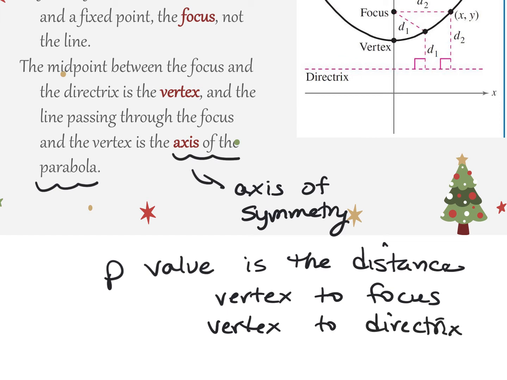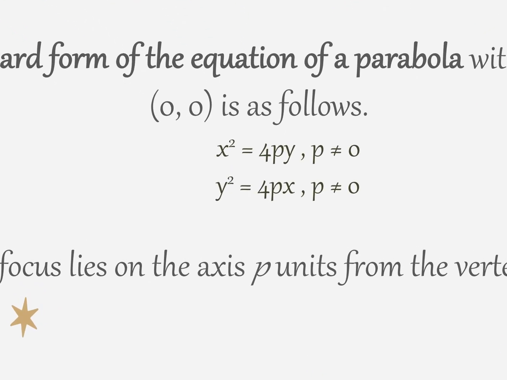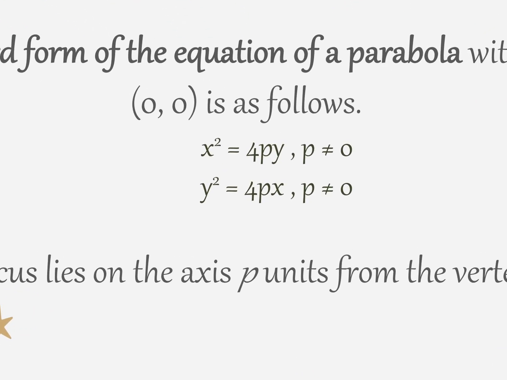This distance between each is the same because it's the same p-value. And again, just like before when we talked about the axis of symmetry, the directrix is also an equation. Okay, so standard form of a parabola, when the vertex is at the origin at 0, 0, the two equations in standard form are x squared equals 4py and y squared equals 4px.